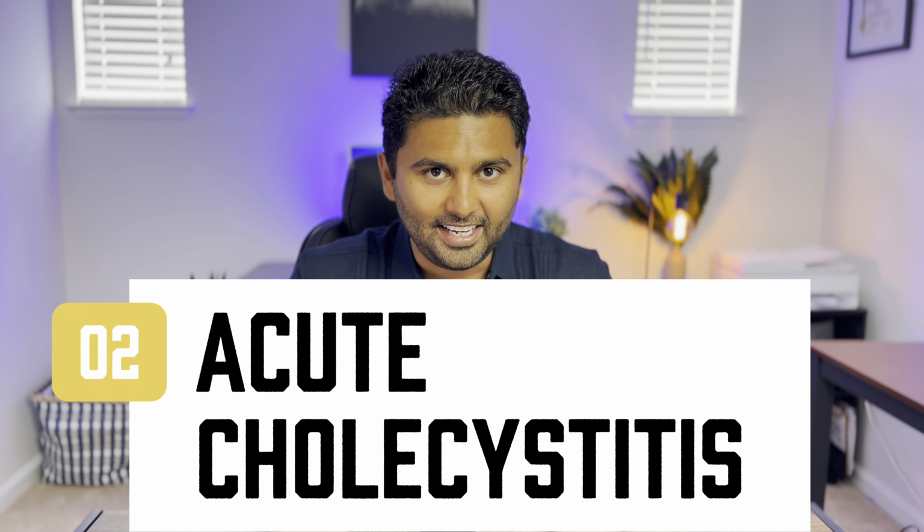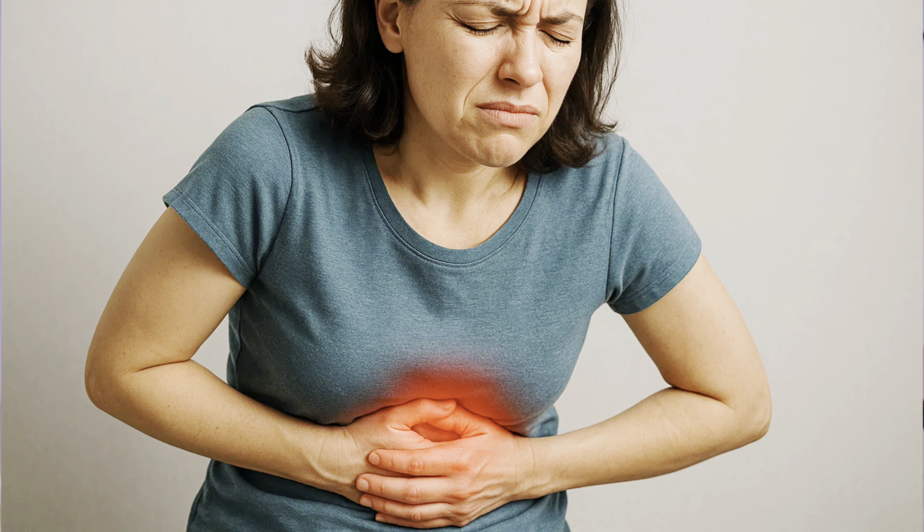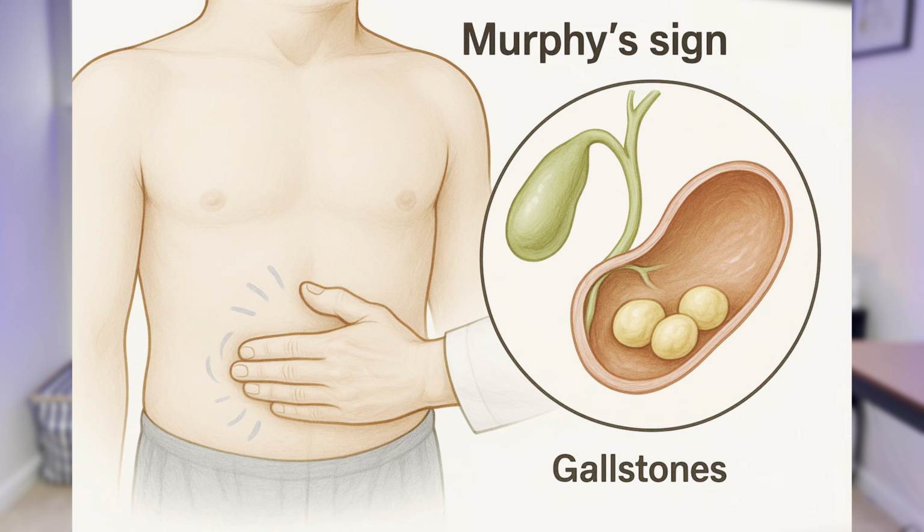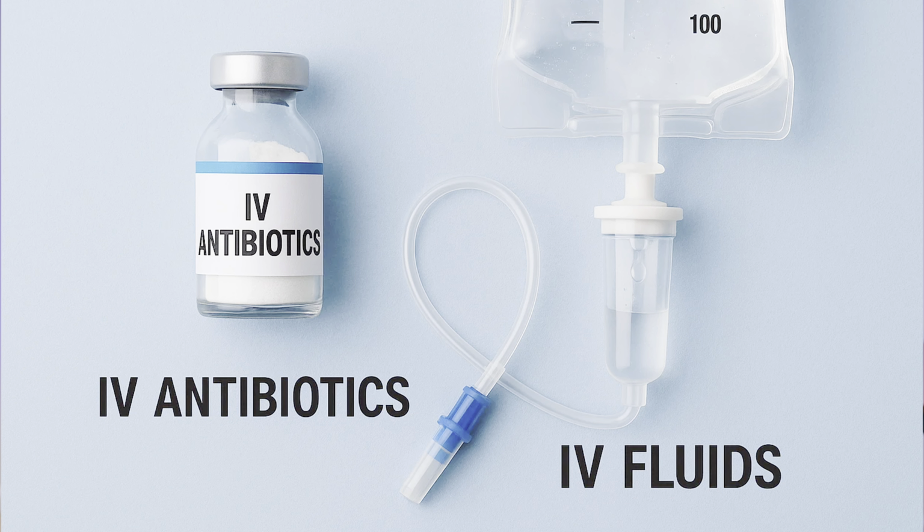This brings us to our second cause, acute cholecystitis, or infection or inflammation of your gallbladder. This usually happens from a stuck stone. Unlike gallstone pain, the pain is constant and is usually associated with nausea, vomiting, and fevers. Pressing under the ribs may cause some tenderness, what we call the Murphy sign. These patients usually need IV antibiotics, fluids, and a consult with general surgery.